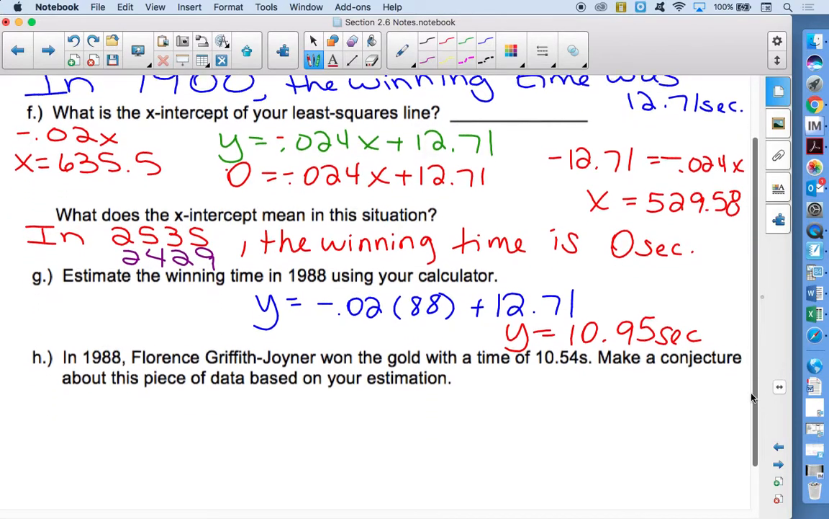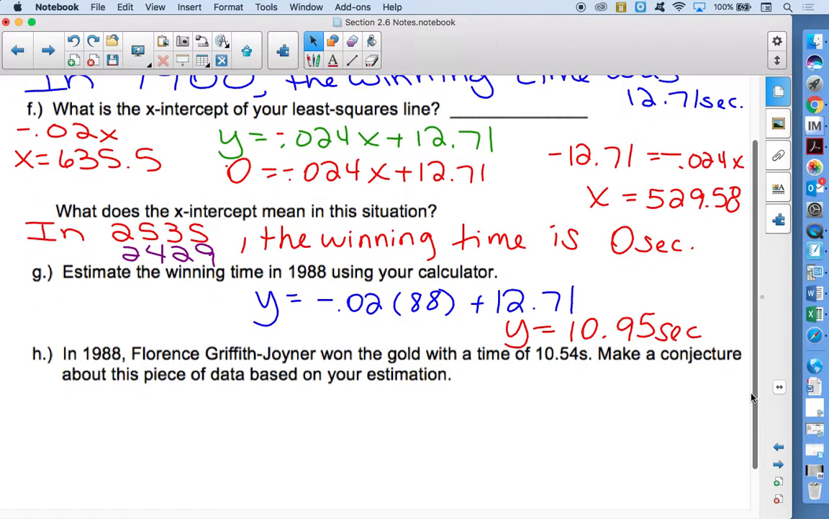The last question says, in 1988, Flojo won the gold with a time of 10.54 seconds. She was the American medalist for that year. Why doesn't our numbers match up? Why don't they match up? So why did she win it with 10.54, but our equation is saying it should have been 10.95 seconds? Our equation, which is the average.